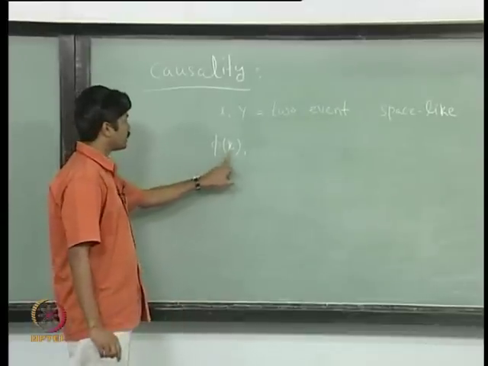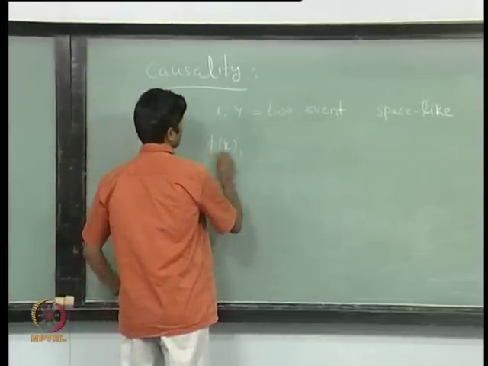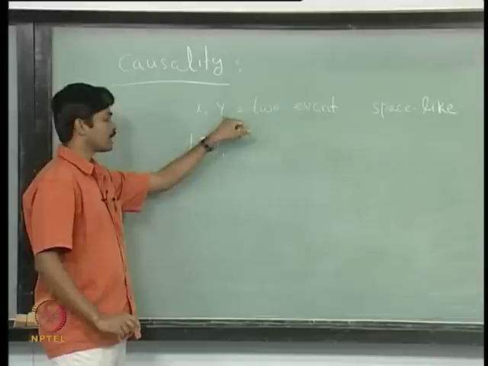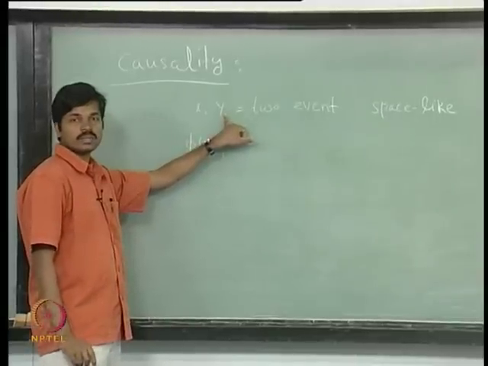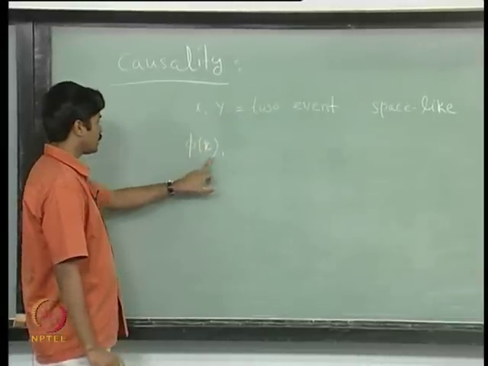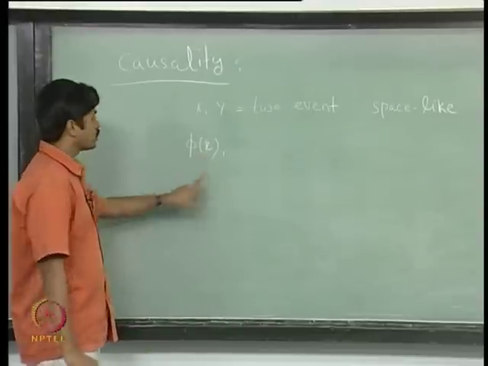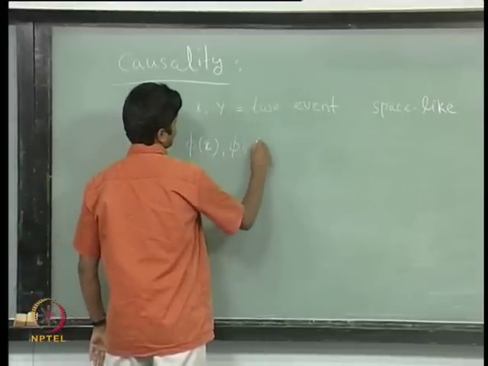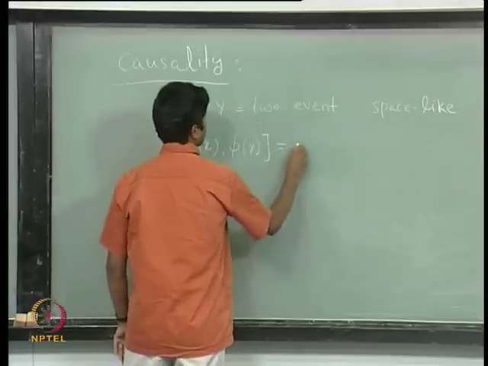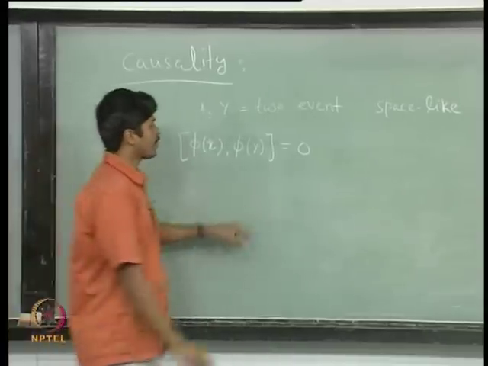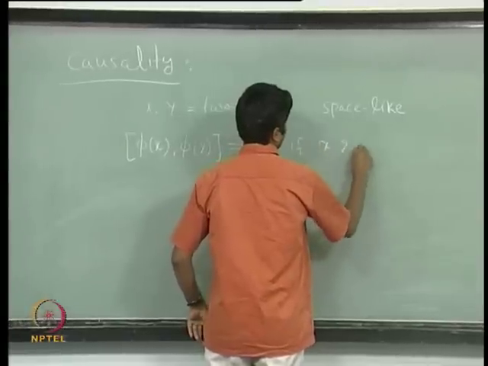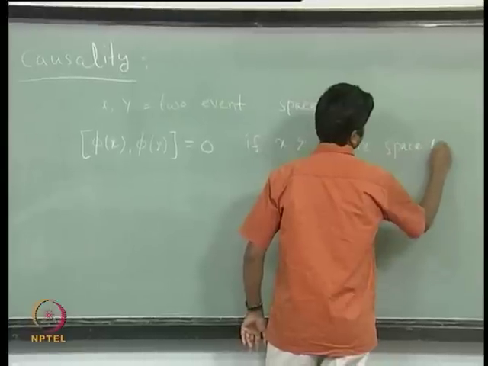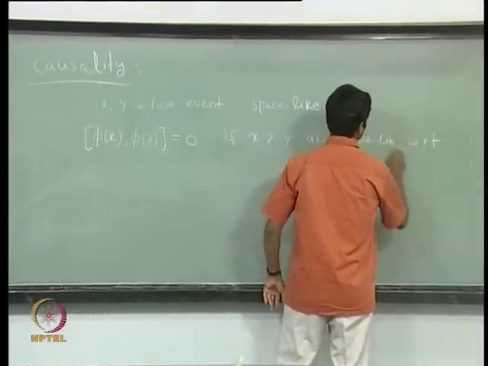then the commutator of any operator at the space-time point x with any other operator at space-time point y must vanish. The simplest one is the observable phi of x. So, if x and y are space-like, then phi of x must commute with phi of y if x and y are space-like with respect to each other.